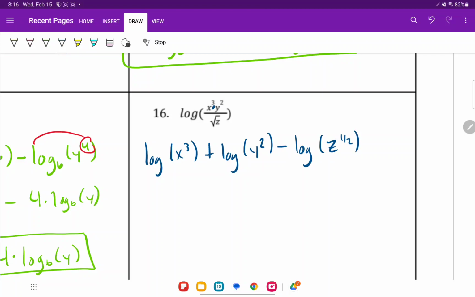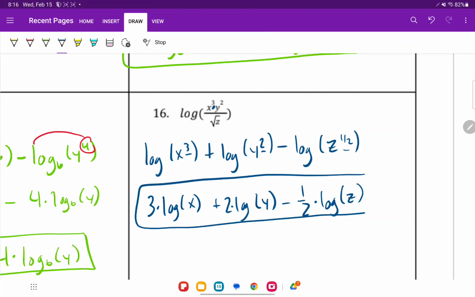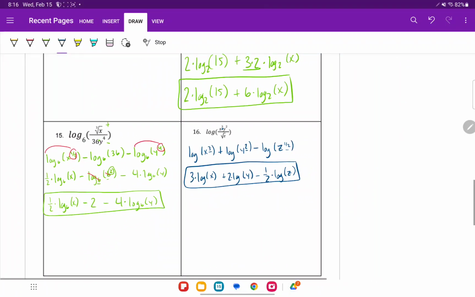Last but not least, we're going to move our exponents to the front. So the first one moves to the front. So 3 times log of x. And I look at that, I can't simplify further. Now we're going to move the 2 to the front. So that's going to be plus 2 times log of y. And for the last one, we're going to move that 1/2 power to the front. So minus 1/2 times log of z. And again, I can't go any further, so that is fully condensed. All right, and that's going to complete the notes.